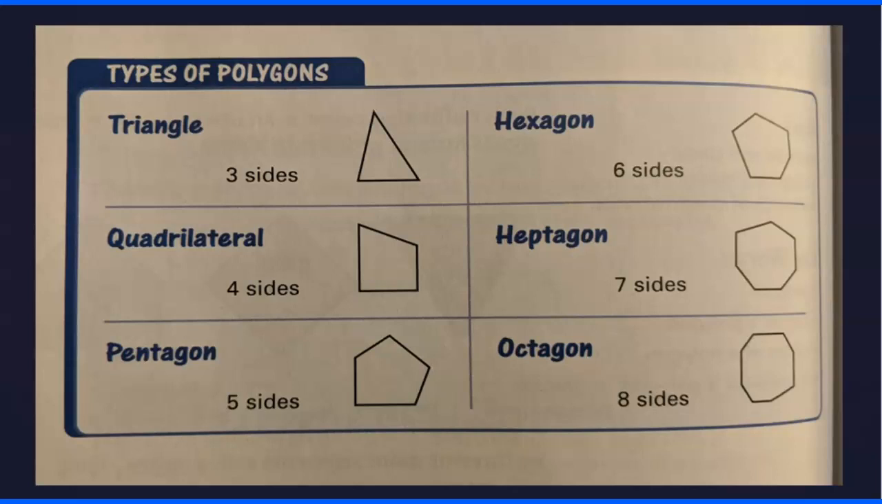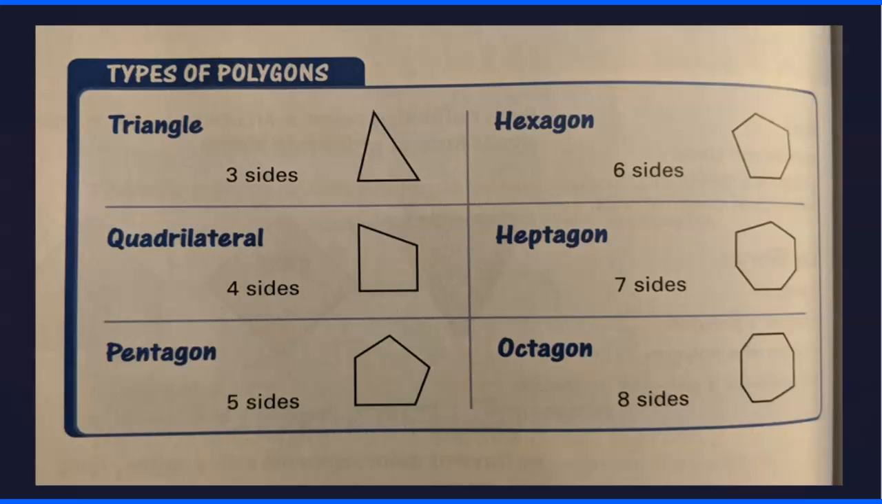Let's go to example number 2. I don't think it is really necessary to go over. Take a look at it. A is a quadrilateral. It's got 4 sides. B is not a polygon because, again, we have some curvature going on in there.